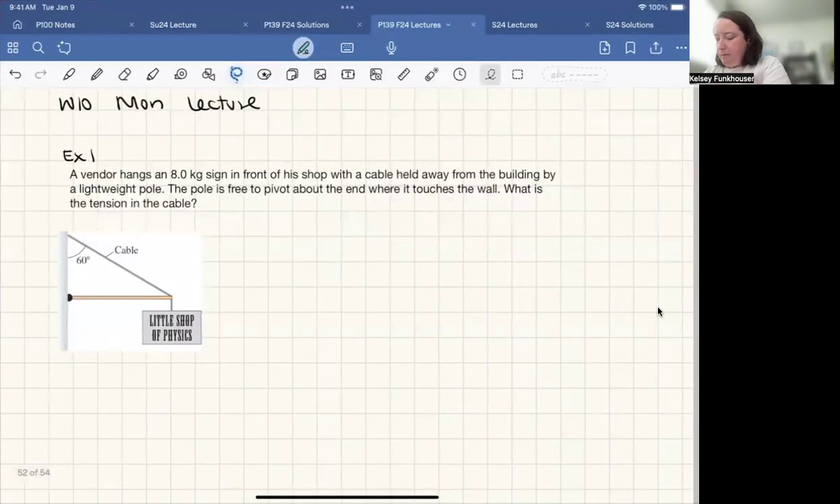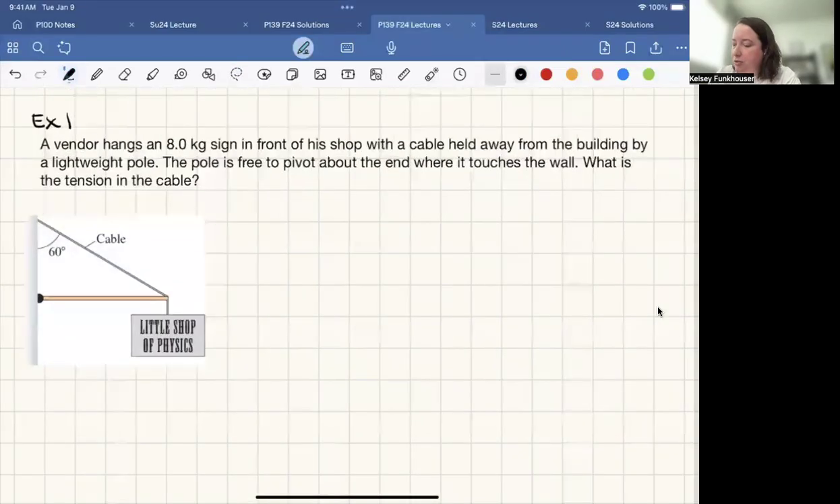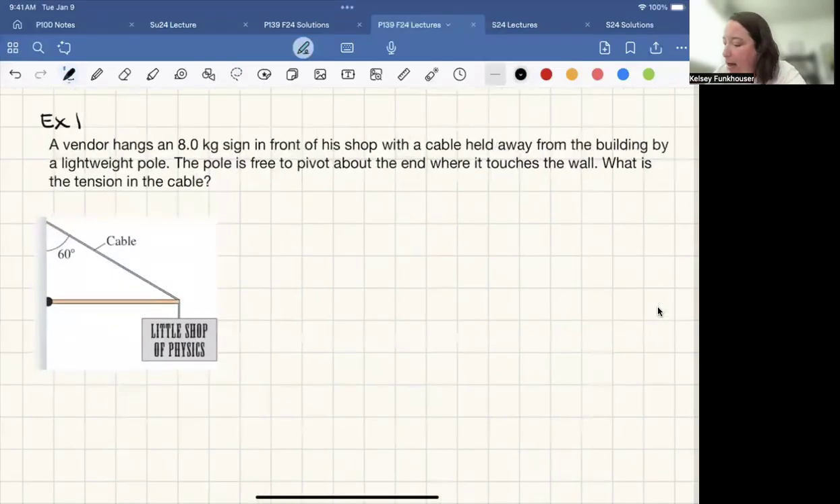Something we haven't done yet, because in our torque problems the forces have already been drawn for us, is what I call extended free body diagrams, which is just a free body diagram, but we draw out the object so that we can indicate where the forces act on it.